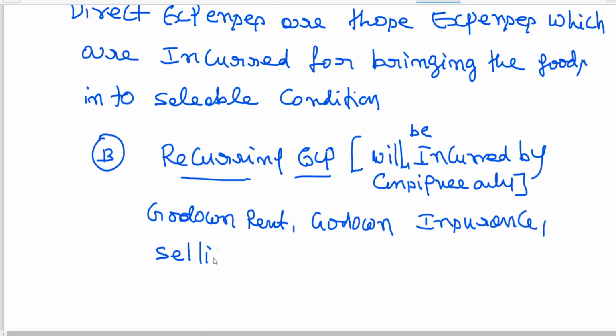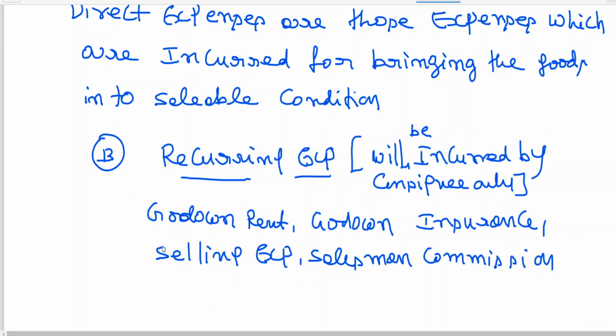Selling expenses, salesman commission, carriage outward. For selling the goods, sometimes they will be bearing these. In simple words, whatever we have shown in the profit and loss account, selling expenses, carriage outwards, etc. When you sell the goods, you need to pay some expense. These all are the examples of recurring expenses.